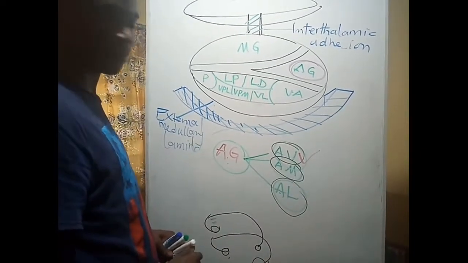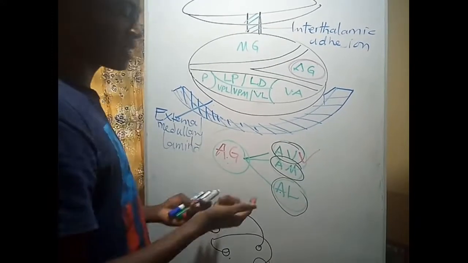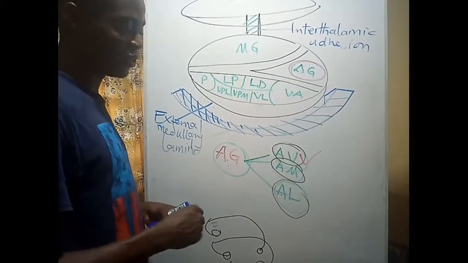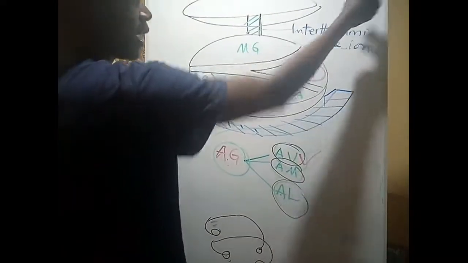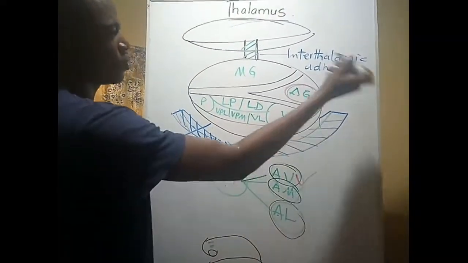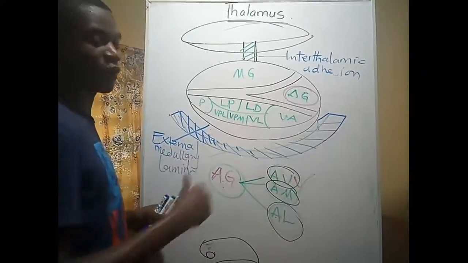Is that okay? Good. Now, what about the efferent fibers? If you paid attention, you might have heard I mentioned the cingulate gyrus. So the efferent fibers from here go to the cingulate gyrus and also the parahippocampal gyrus and then some other parts. So that is it for the anterior group.